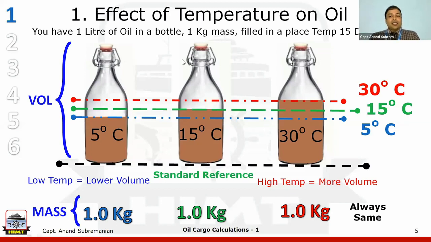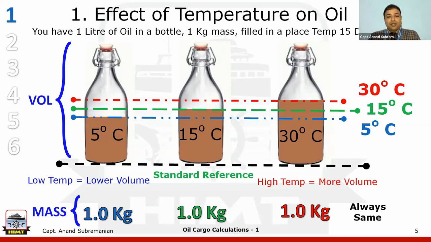Now let us look at this particular part and let us analyze what is happening over here. When we have the standard reference of 15 degrees Celsius, when we take it to a colder place, let's say 5 degrees Celsius, when we lower the temperature, the volume shrinks, the volume reduces. When we take it to a place with a higher temperature as compared to 15 degrees Celsius, the volume of the oil will expand. That means it will have more volume.